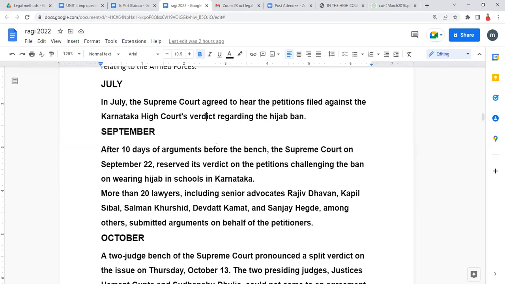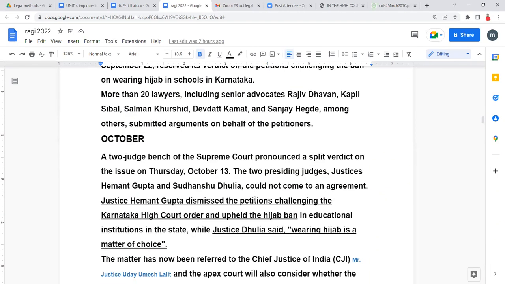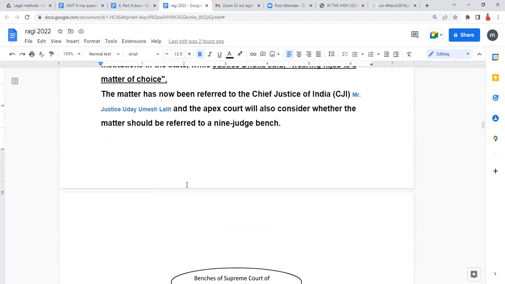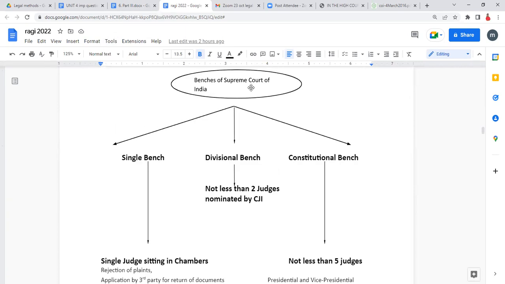Then the Supreme Court heard the arguments of the parties and finally had to give a decision. This matter was referred to a two-judge bench of the Supreme Court of India. Before a two-judge bench, the case was decided.